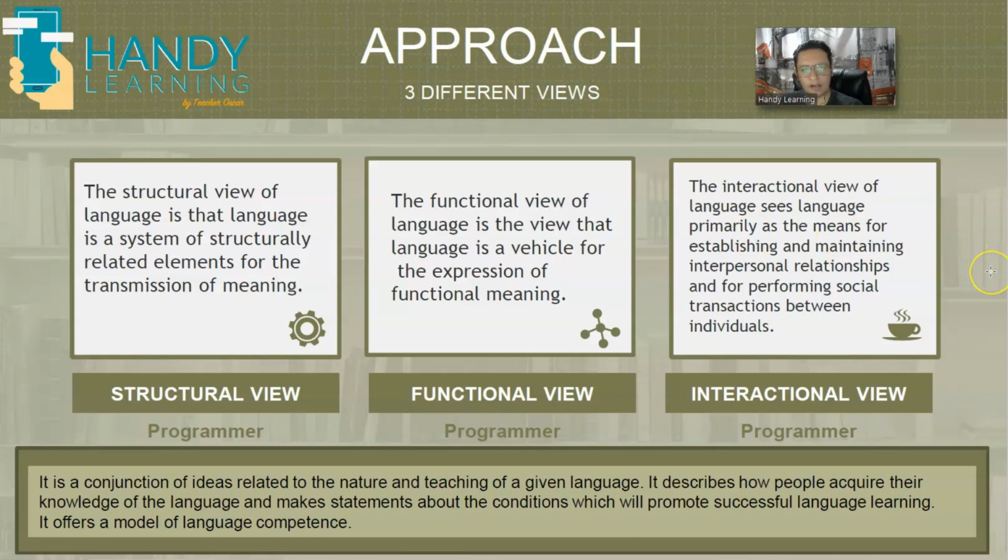Finally, the interactional view. It is this part of the language which makes us interact in society. So in this case, we're going to see the language as a primary means for establishing and maintaining interpersonal relationships. So this is basically the approach.